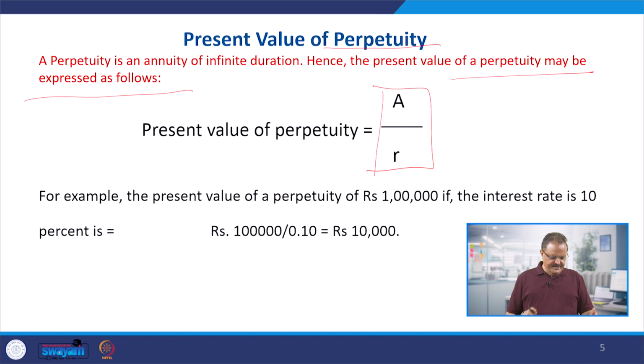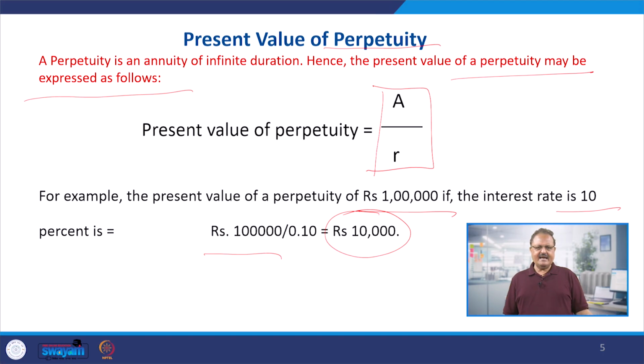So, we are assuming here that the present value of the perpetuity is 100,000 or 1 lakh rupees, and the interest rate R is 10%, right. The interest rate is 10%. So, what will be the present value of this perpetuity? So, you are dividing this 1 lakh rupees by 10% and finally you are getting this 10,000 rupees, and it is intuitively very logical.